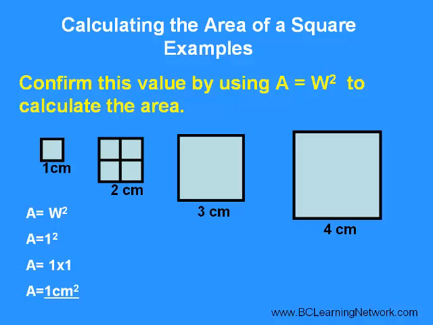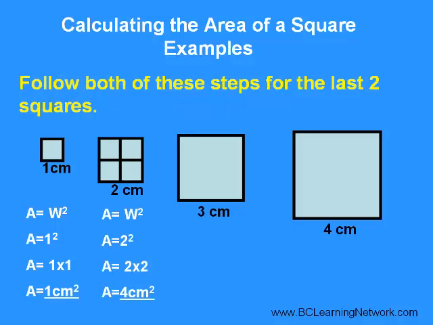Now, let's confirm this by using our area formula, A equals W squared. This time our width is 2, so the area becomes 2 squared, which is 2 times 2, and we get an area of 4 centimeters squared. Now, I want you to follow these 2 steps for these last 2 squares. First, picture how many unit squares would fit inside, and then confirm your answer by using your area formula, A equals W squared.